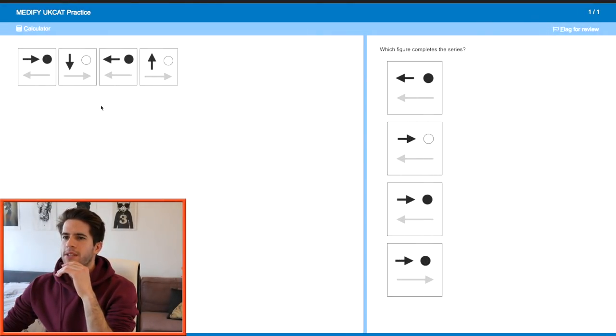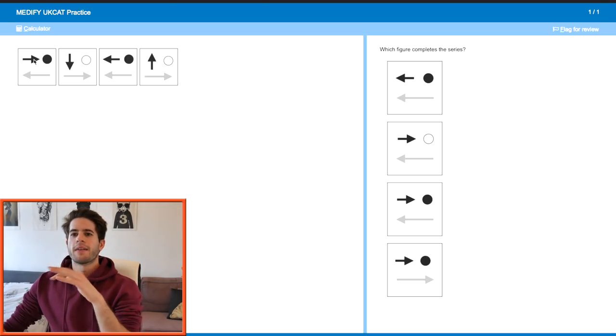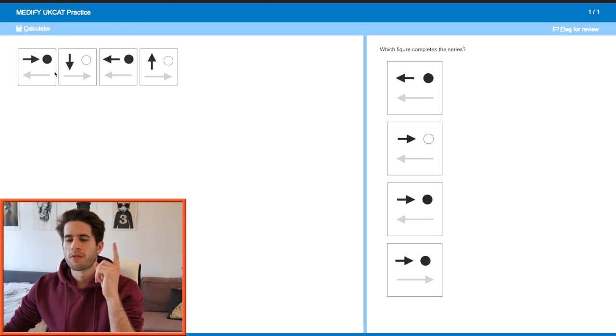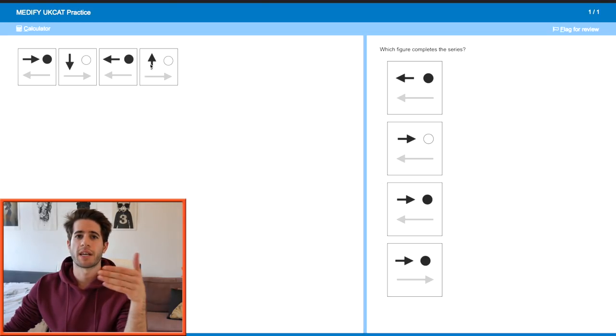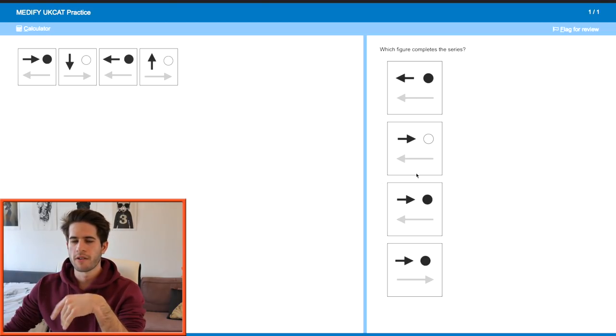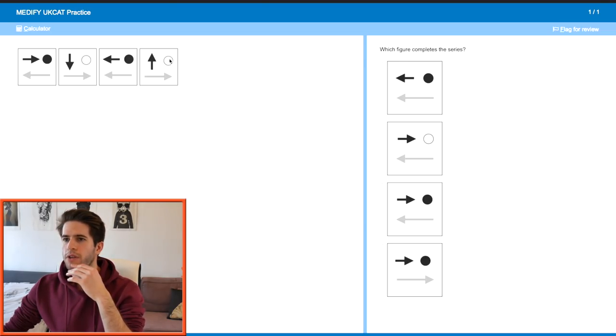Which figure completes the series? So again, in each of these boxes, we have three shapes. So let's just focus on one shape at a time. Let's focus on this arrow. It goes from facing right to down to left to up. So now we know it's going to have to face right. So let's see which of these faces right. Nope. Yes, yes, yes. So we know that it's either B, C, or D. Now let's look at this white circle. It goes from black to white to black to white. So let's look here. We know it needs to be black.